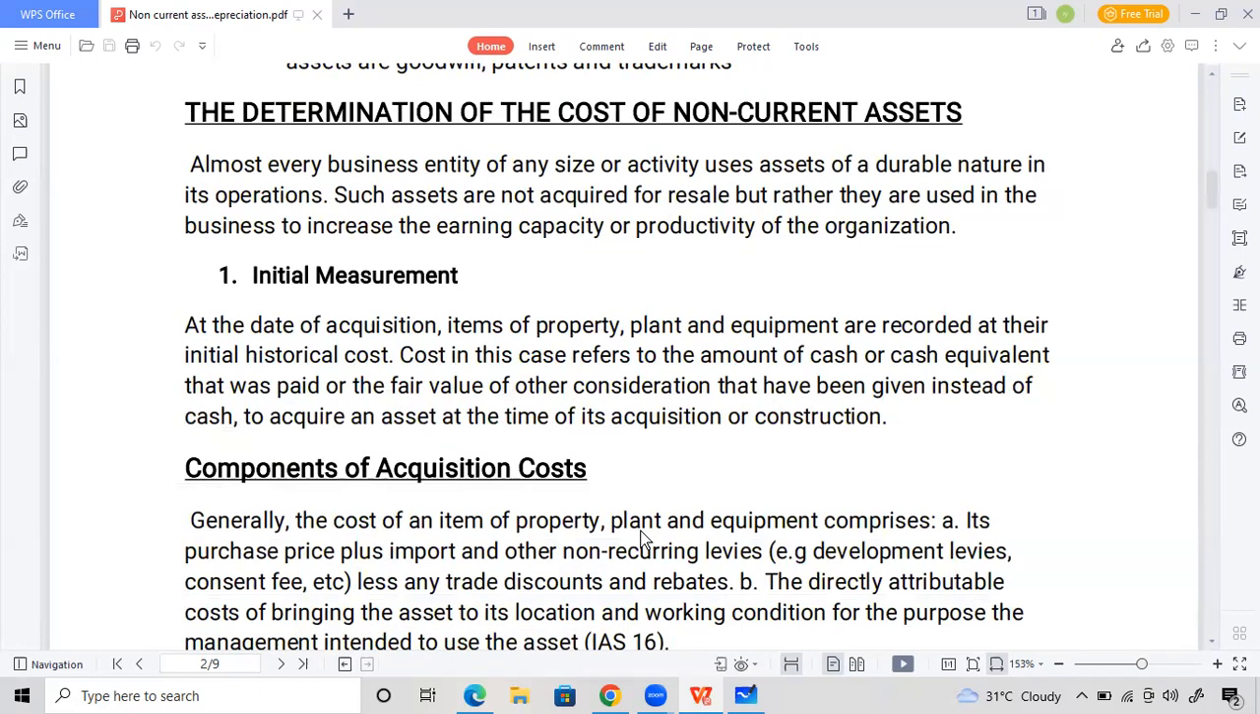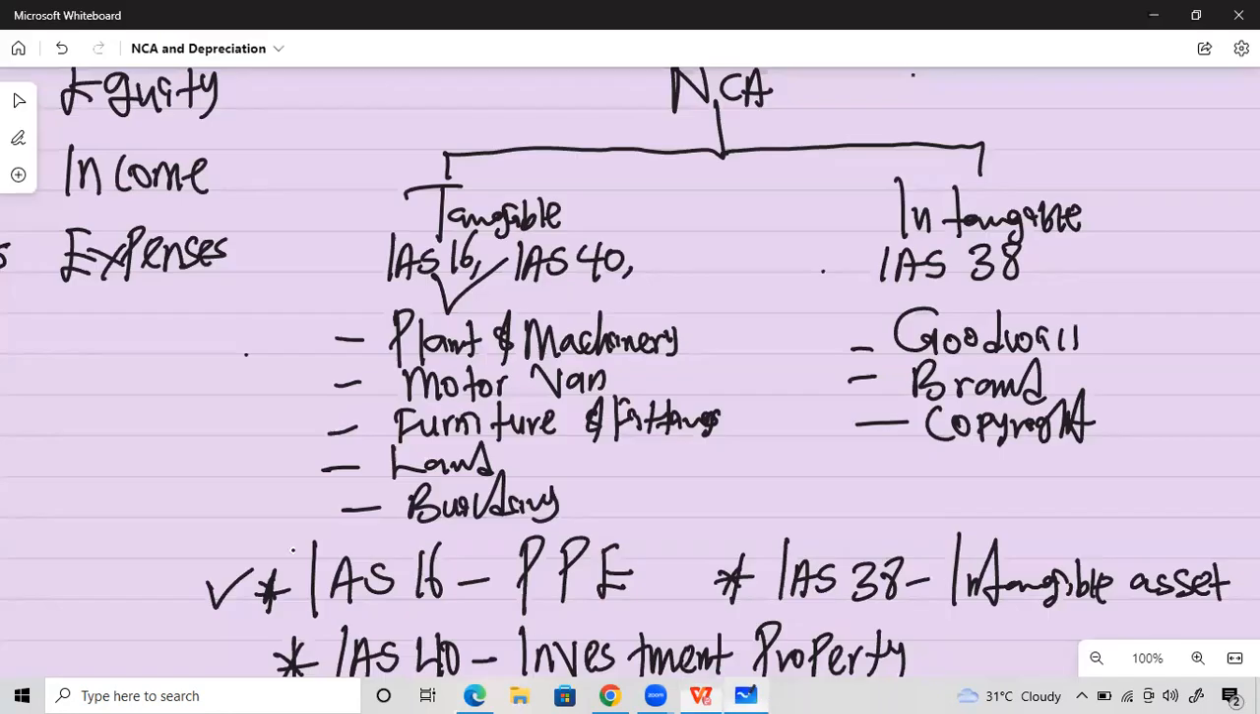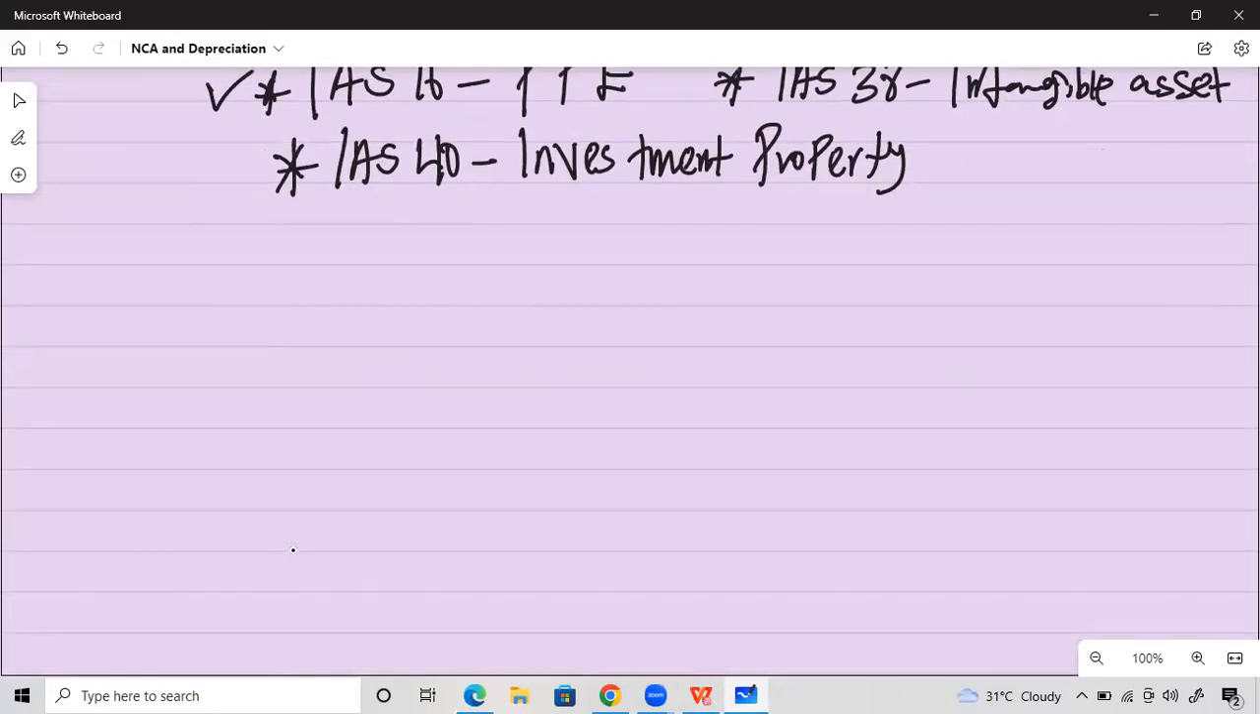how do we determine the cost of non-current assets? Please don't forget, the non-current asset that we are referring to now is the tangible, okay? Determination.